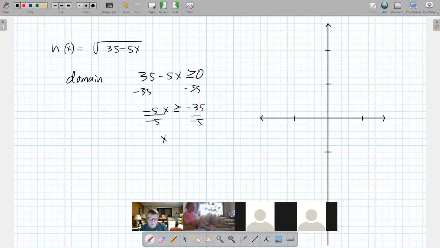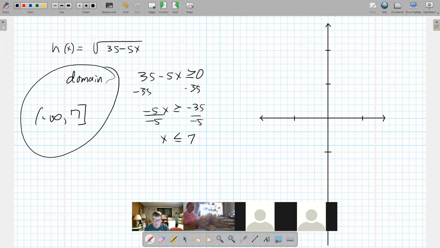What happens when you divide both sides of an inequality by a negative number? You change the direction of the inequality sign. So the domain is going to be x is less than or equal to 7. So that would be from negative infinity up to and including 7. Okay. So in this case, our domain is a whole bunch of negative numbers. Well, because we've got minus 5 times x, minus 5 times a negative would be a plus, a positive. Okay. But again, I took the radicand and said it's greater than or equal to 0.